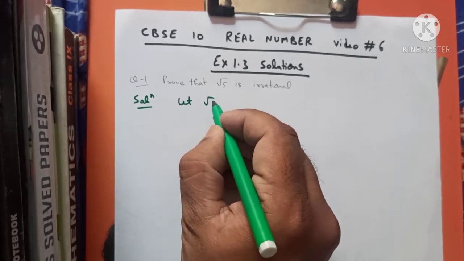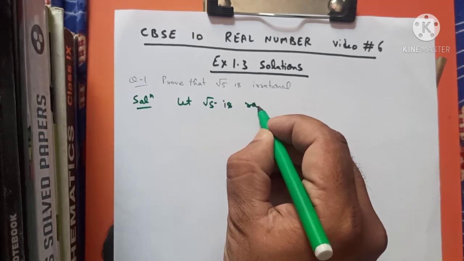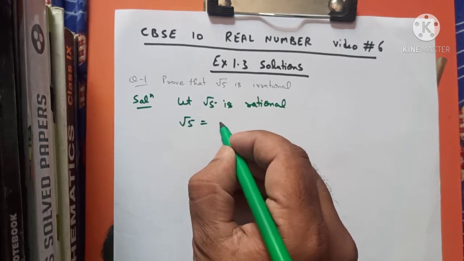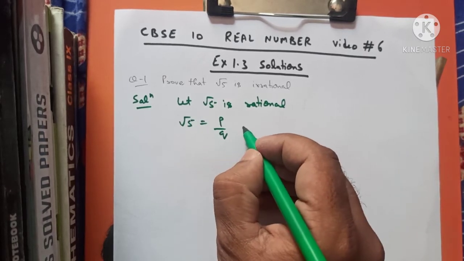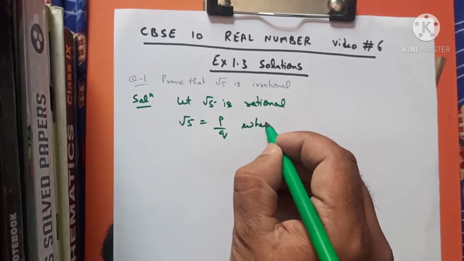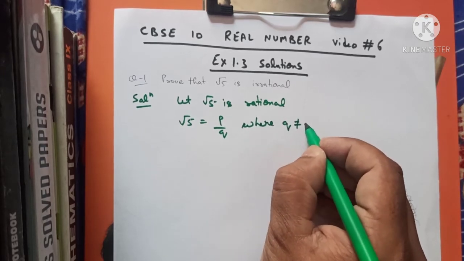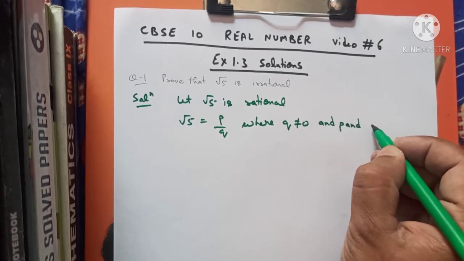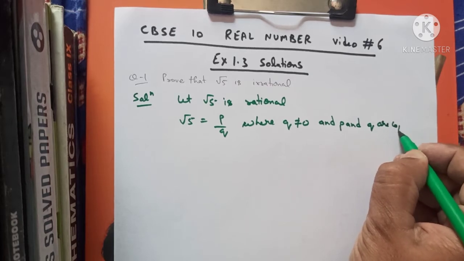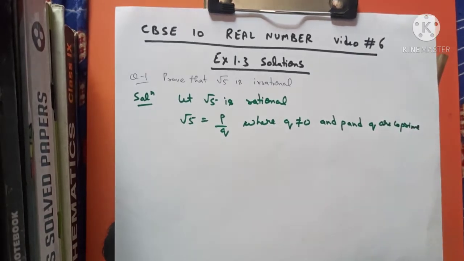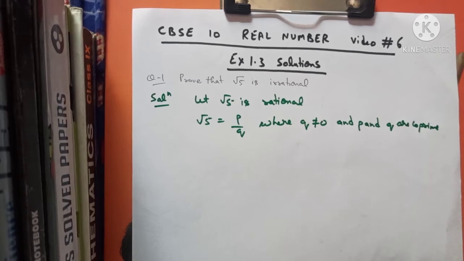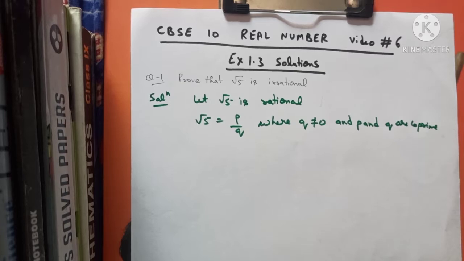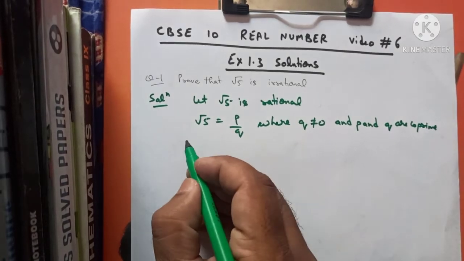Let root 5 be rational. So if root 5 is rational, then root 5 can be written in the form p upon q, where q is not equal to 0 and p and q are co-prime. I have already told you that any rational number can be expressed in a unique way if the numerator and denominator are co-prime numbers. Now squaring both sides.